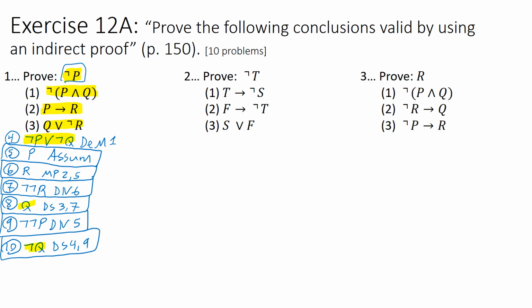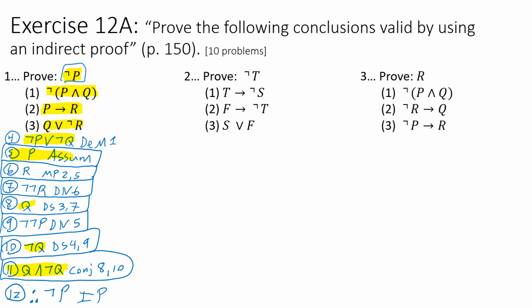Line 8 tells us that Q is the case, so let's just combine. For 11, Q and not Q, conjunction, 8 and 10. And we have ended up in a contradiction, Q and not Q, based on our assumption of P. So P must not be the case. So outside of quarantine, for line 12, we say therefore not P, not that assumption, by indirect proof, lines 5 through 11. And that concludes that proof.